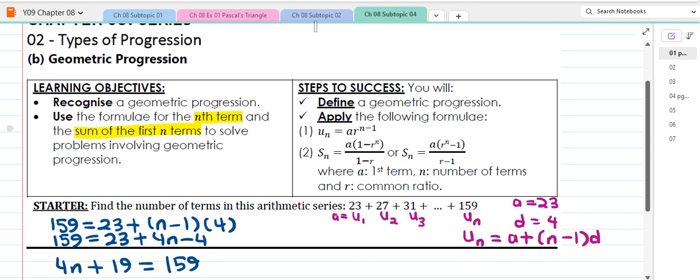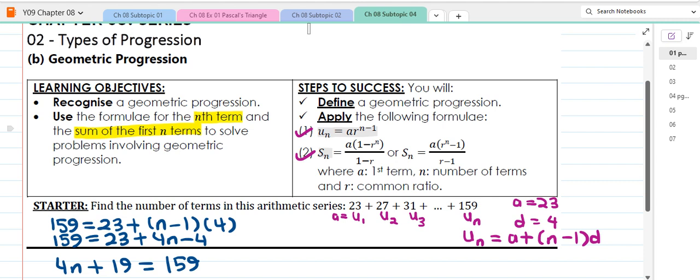Quite similar to the concept for the arithmetic progression, geometric progression also uses formulas. The formula is given over here. I hope from last lesson you knew the meaning of the individual letters in the formula. For the first one, un equals ar to the power of n minus 1. This is for the individual terms, and the second formula would be the sum of the nth terms.